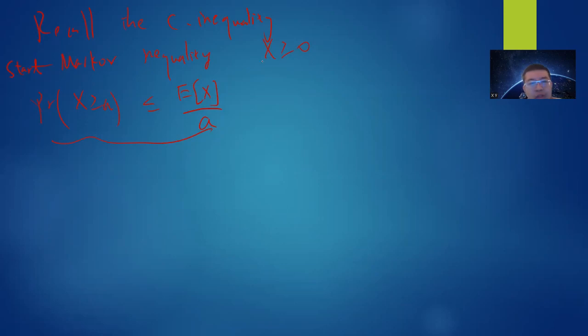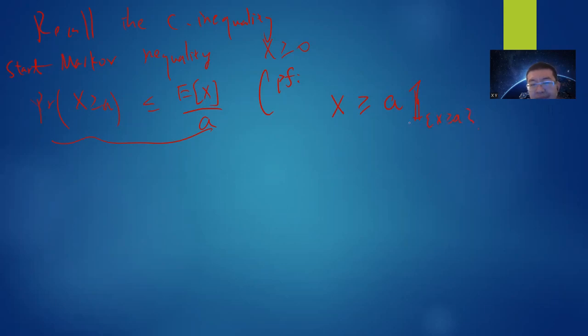This means that if your random variable is greater or equal to 0 and you know its expectation value, then you should not deviate from its expectation value too much. And the proof is just one line. You can just show that the probability of x greater or equal to a, let's say you times here the indicator function of x greater or equal to a.